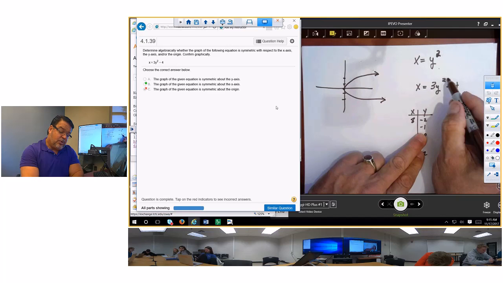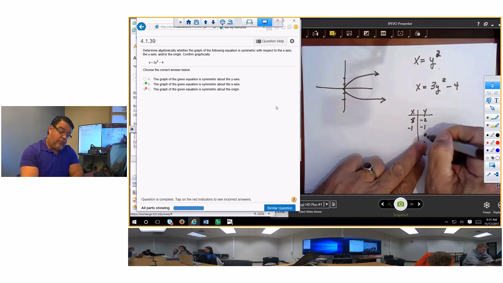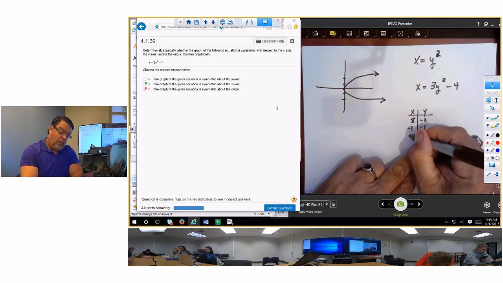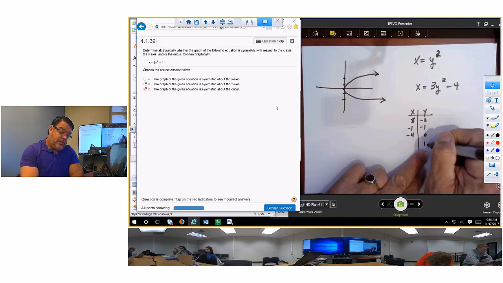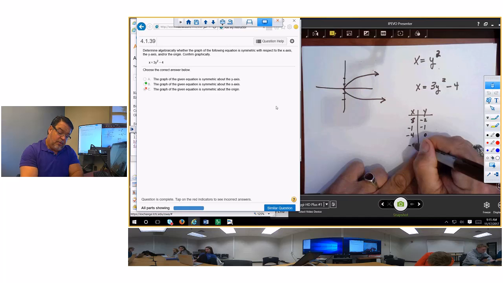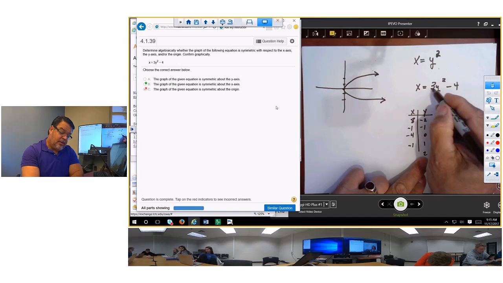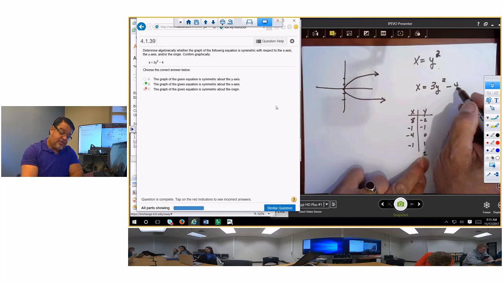Negative 1 squared is 1 times 3. 3 minus 4 is what? Negative 1. 0 minus 4 is negative 4. 1 times 3 is 3 minus 4 is negative 1. And 2 squared is 4 times 3, 3 times 4 is 12 minus 4 is positive 8.